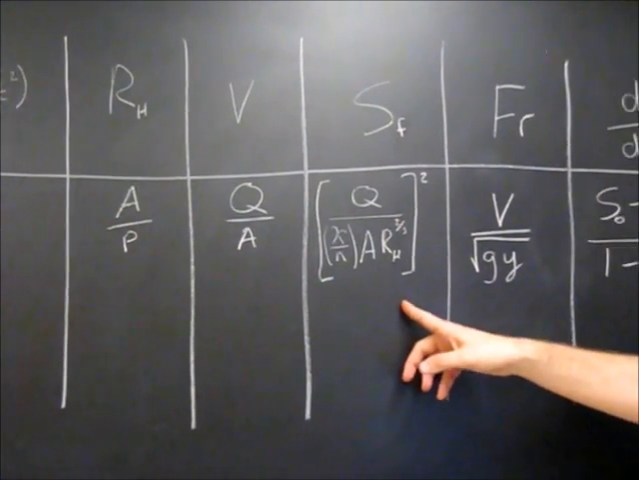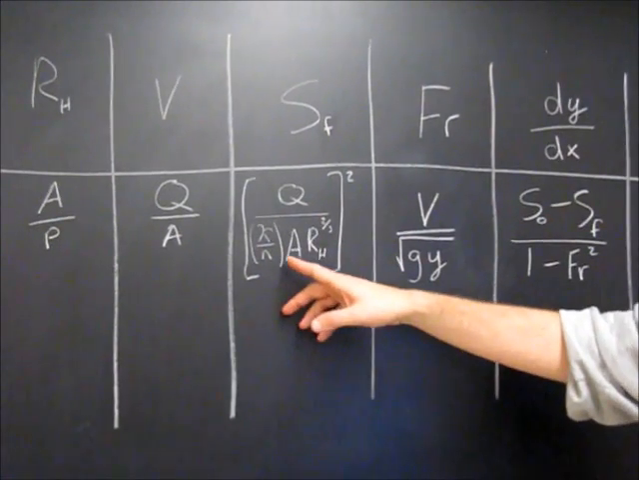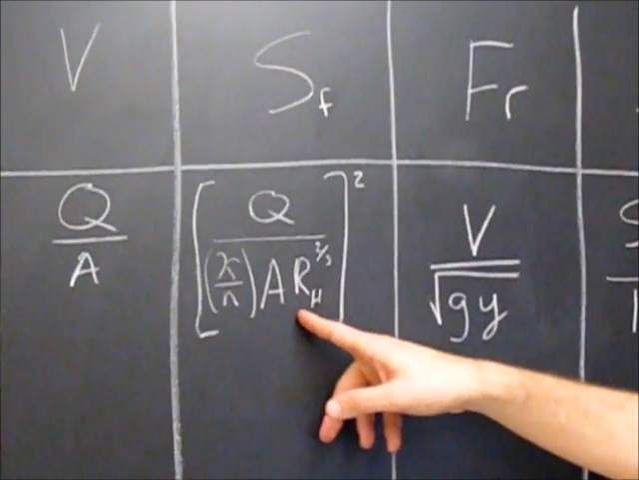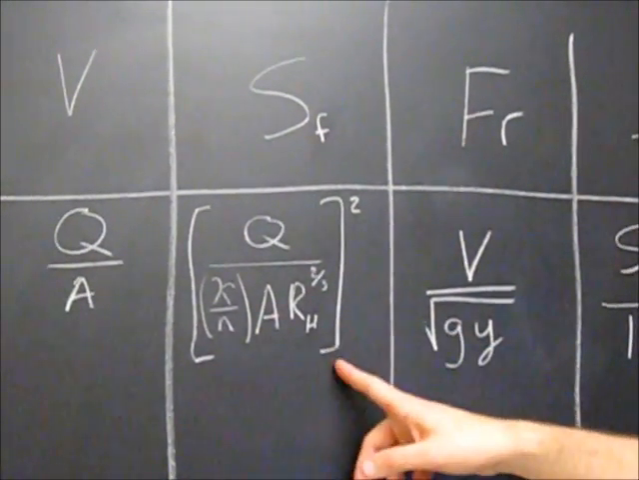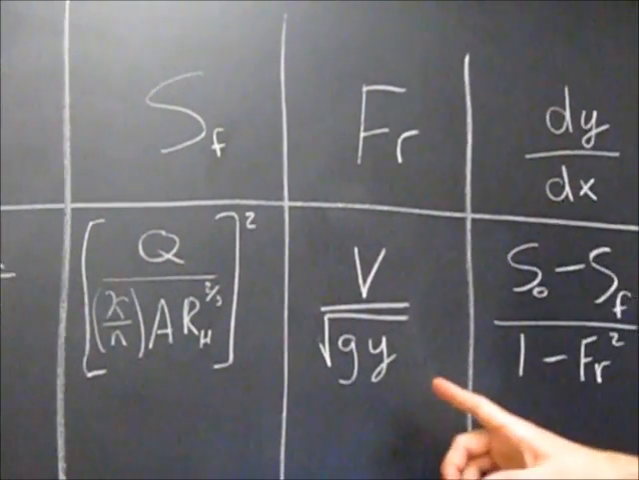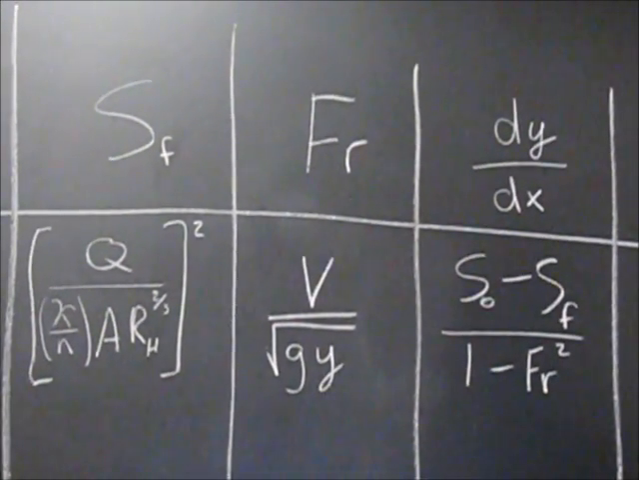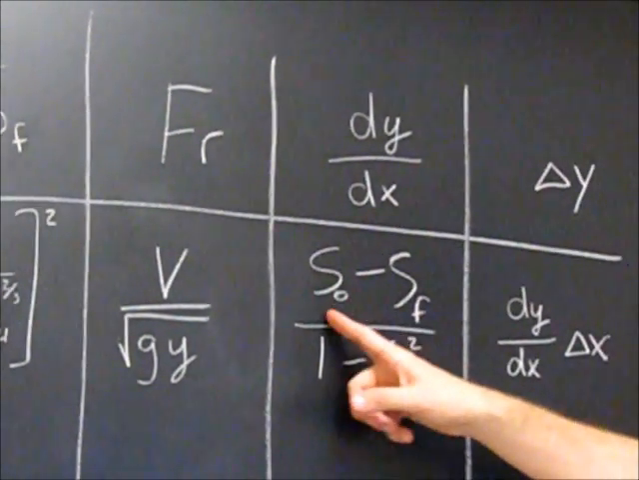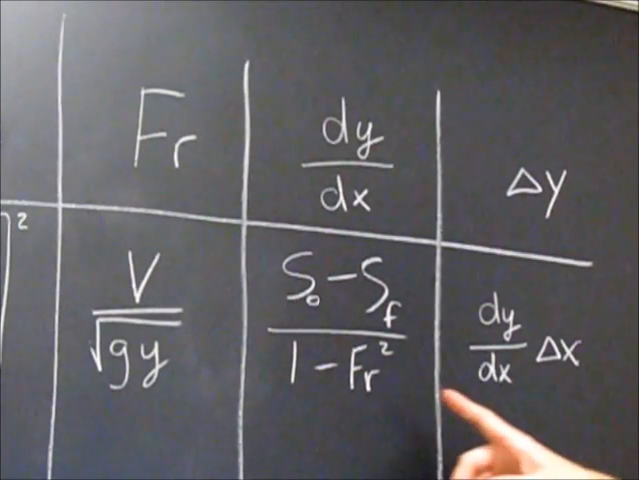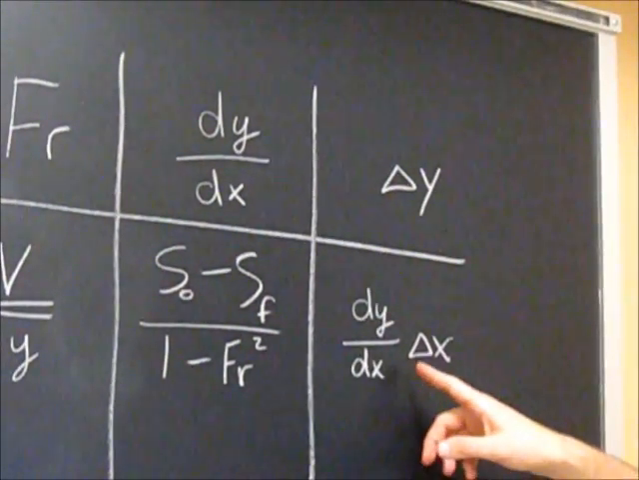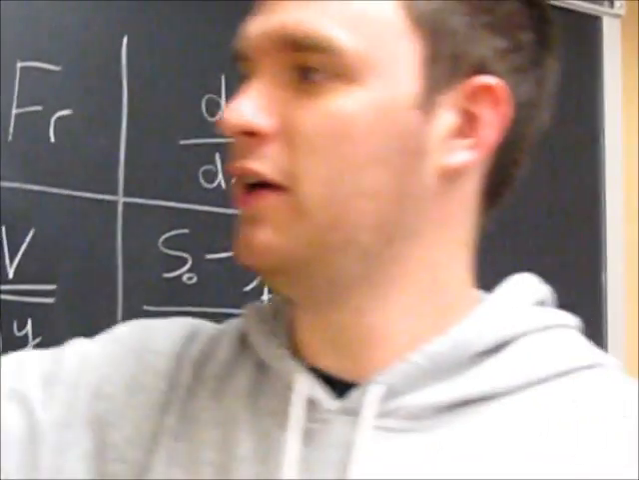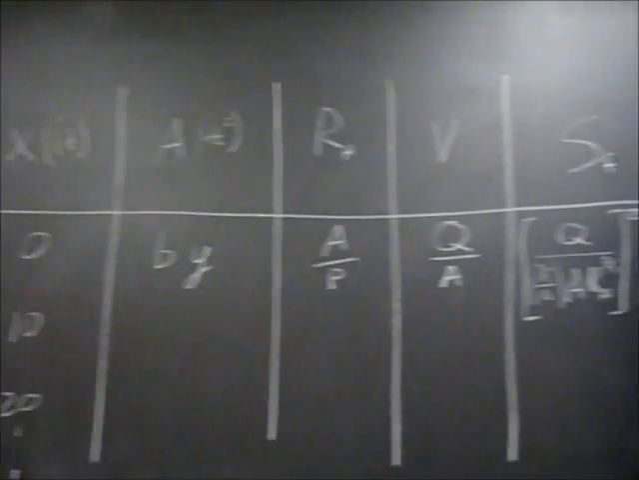Our friction slope is Q over kappa over N times the area times hydraulic radius to the 2/3 power, squared. The Froude number is velocity over the square root of G times Y, and dy/dx is our initial slope minus the friction slope, all over 1 minus Froude number squared. And our dy is dy/dx times delta x. And then you take that and add it back to your y and continue all the way to yc.